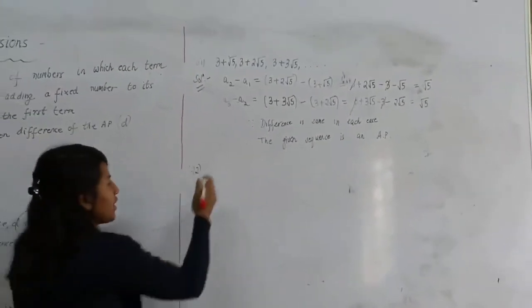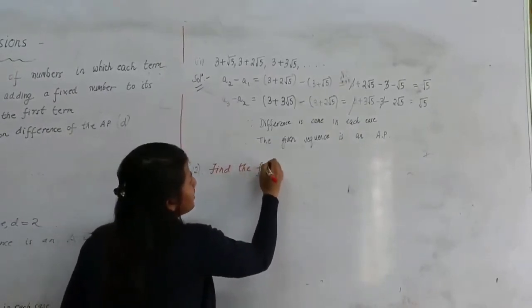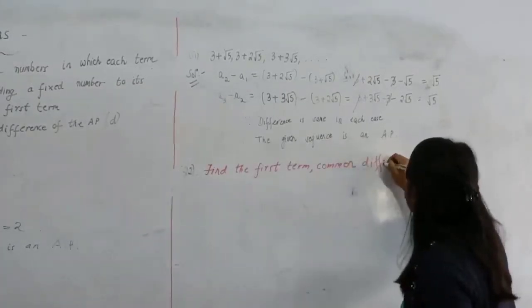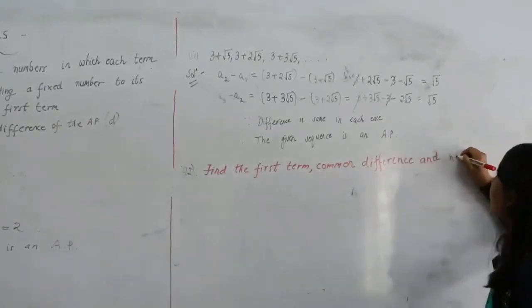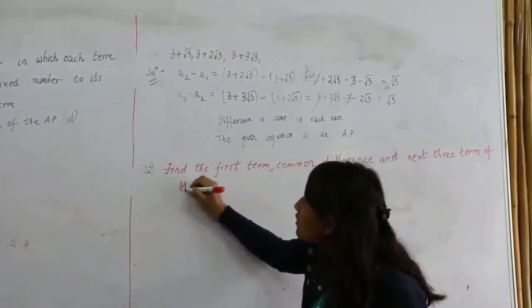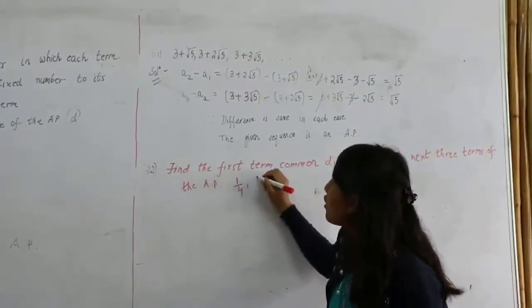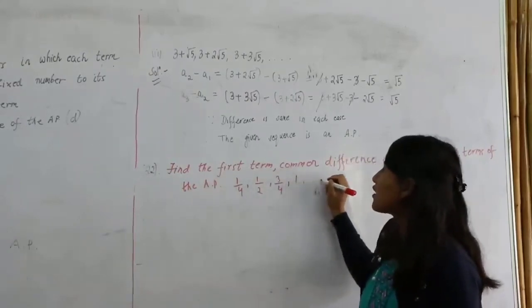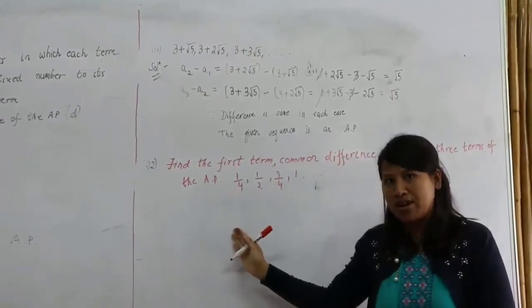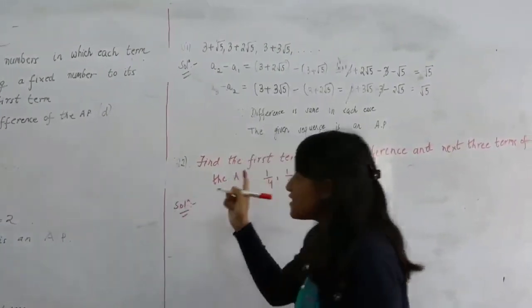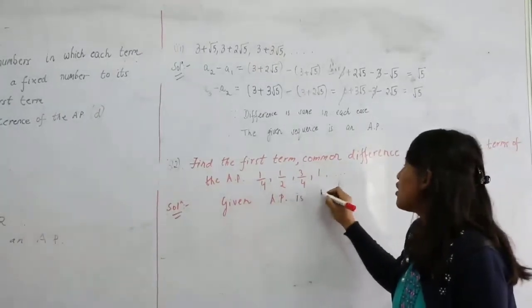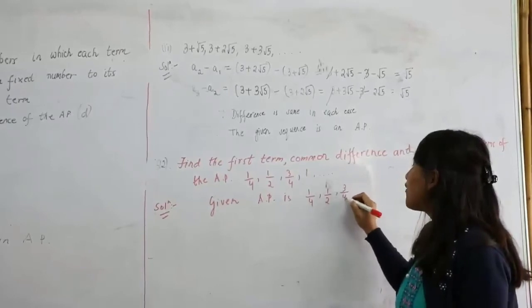So the next problem. Find the first term, common difference and next three terms of the AP 1/4, 1/2, 3/4, 1. In this case they have already concluded that it is an AP, so no need to check whether it's an AP or not. So solution: since they have given it's an AP, we write the given AP is 1/4, 1/2, 3/4, 1.